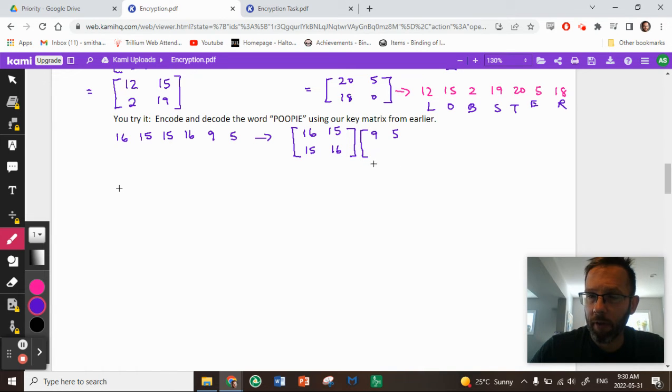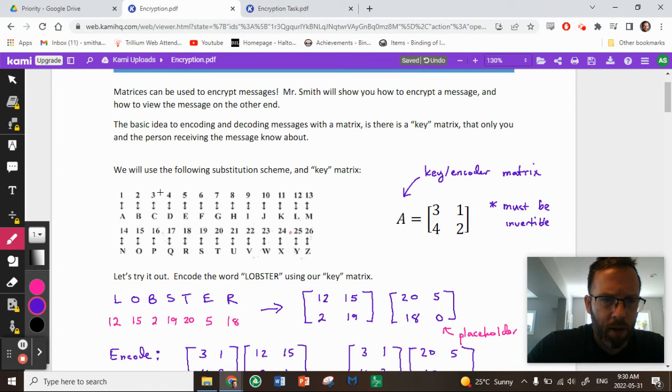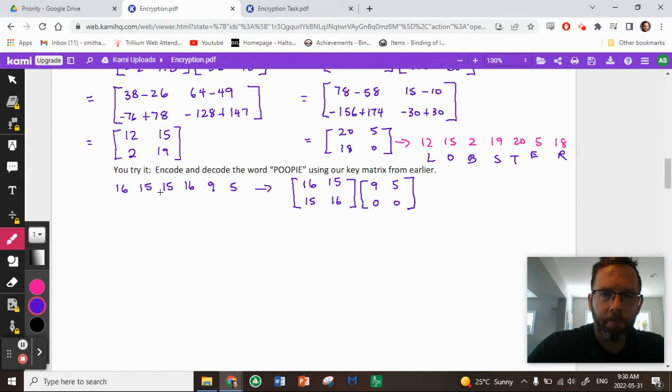Now, poopy is only 6 letters, 8 entries in these two matrices. So we put in some placeholder zeros. You love to see it. 0 is easy to work with. Just going to double check those letters are good. 16, 15, I is 9, E is 5. Okay. Okay, let's encode.